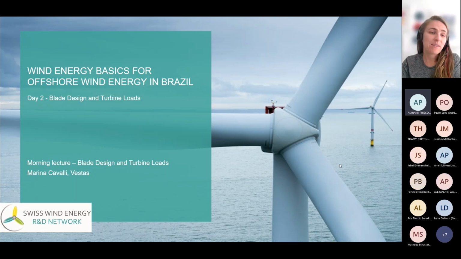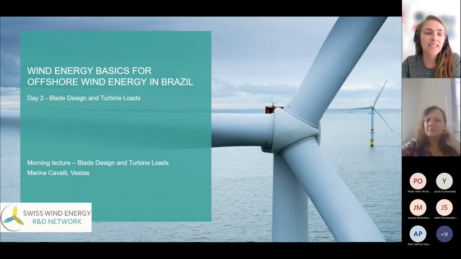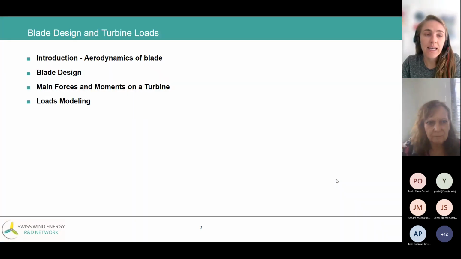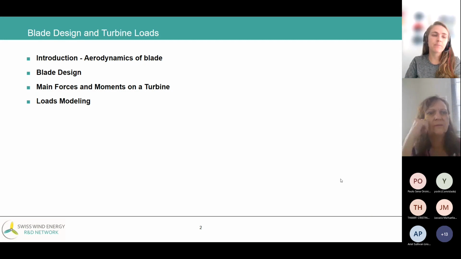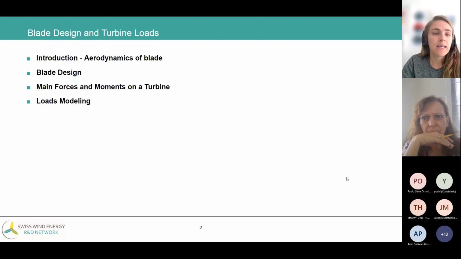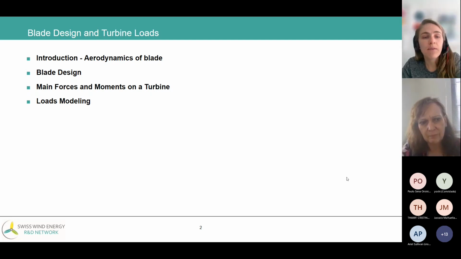As I already mentioned, I will talk a bit about blade design and turbine loads. I divided the presentation into 4 topics. I will start with some introduction of aerodynamics, then blade design. Then I will introduce the exercise that I created for this class. Then I will introduce you to the main forces, moments and loads on a turbine, and how we model the loads on a wind turbine.